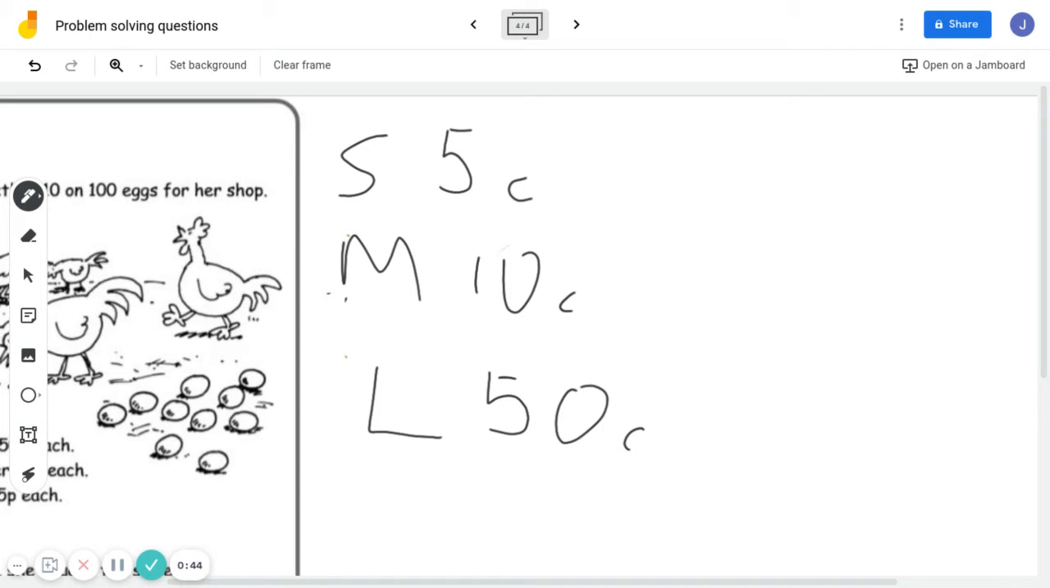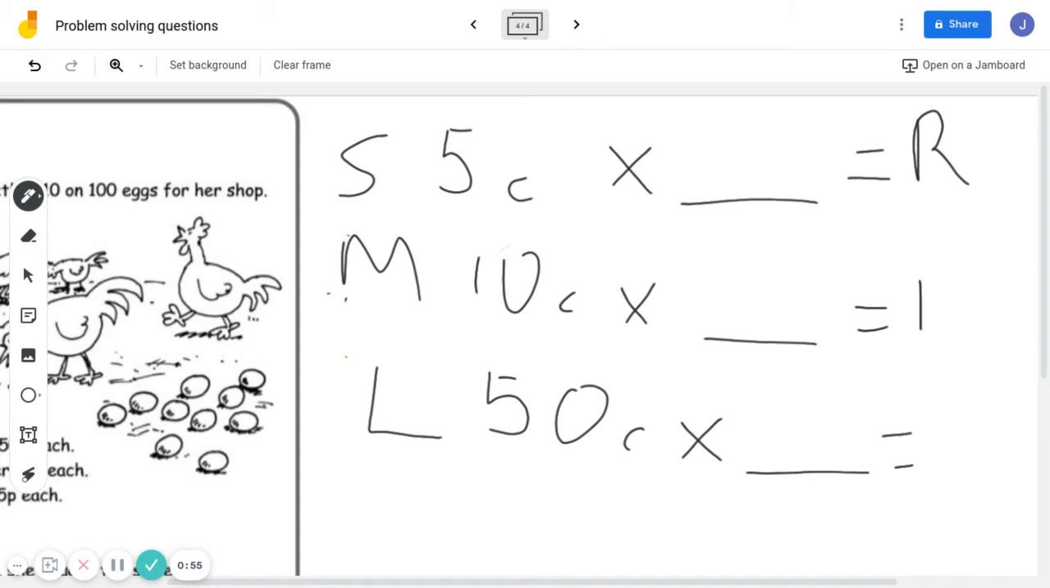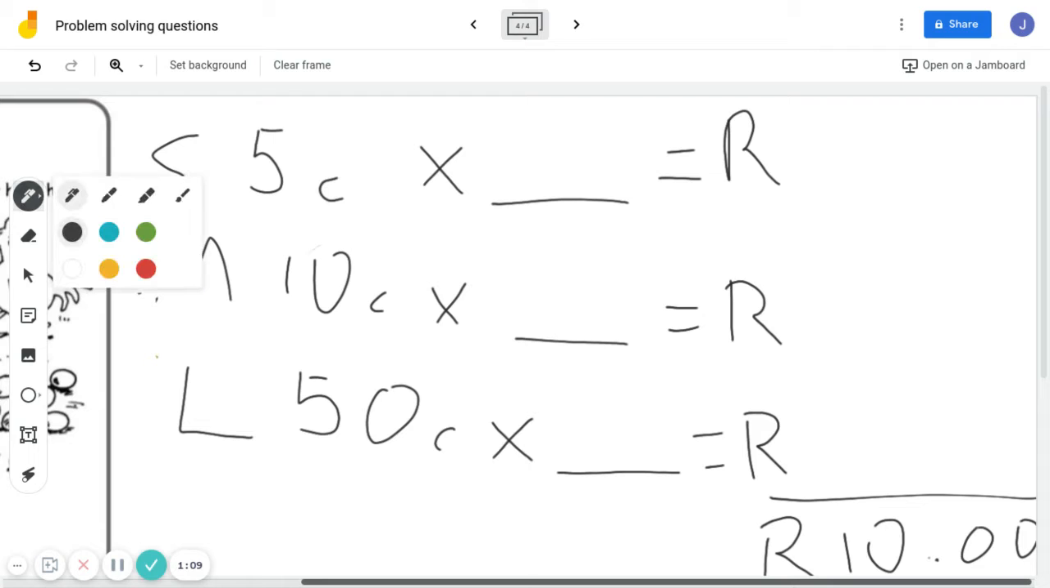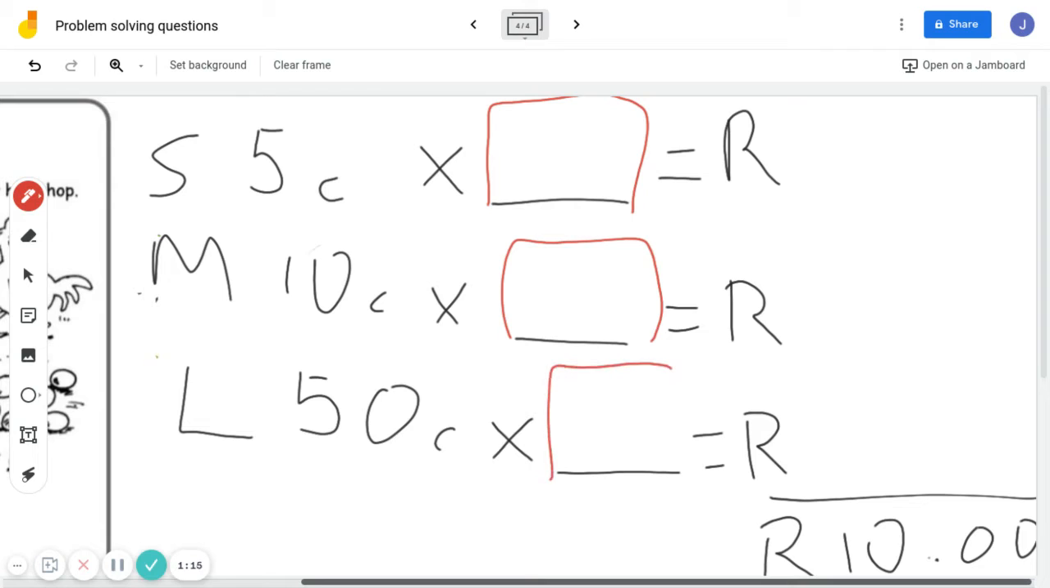Now what I'm going to do is times each price by the amount of eggs I'm going to buy, and then I'm going to get the price, and the price is going to go here. That's what the R stands for, rands. Then I'm going to add all these rands together, and they should equal 10 rand. When I add this number, this number, and this number, they should equal 100 in total. So I'm going to start with this 100, and I'm going to divide 100 up.